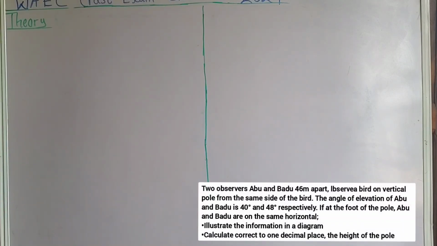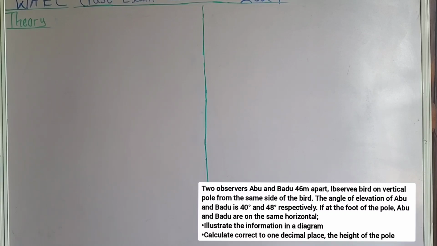Two observers, Abu and Badu, 46 meters apart, observed a bird on a vertical pole from the same side of the pole. The angles of elevation of the bird from Abu's and Badu's eyes are 40 degrees and 48 degrees respectively. If at the foot of the pole, Abu and Badu are on the same horizontal level. A. Illustrate the information in a diagram. B. Calculate, correct to one decimal place, the height of the pole.